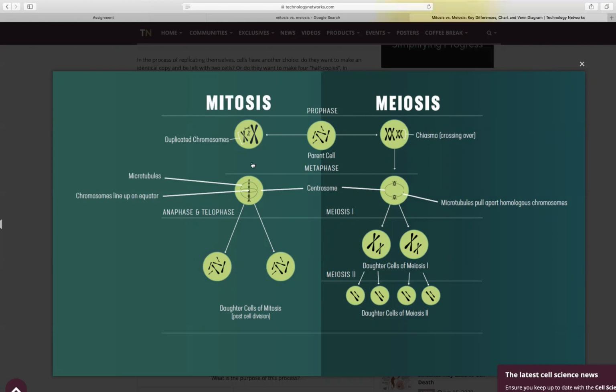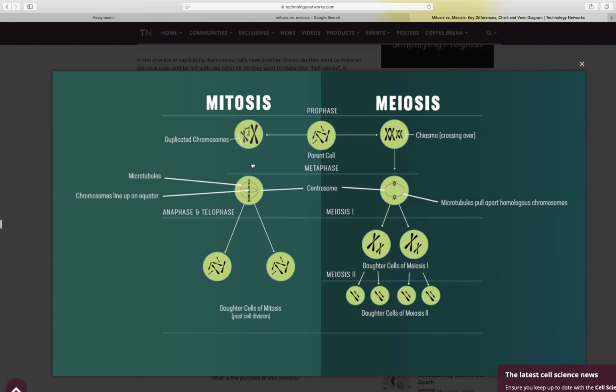Mitosis is for somatic cells. And what does that mean? Soma means body. So if I have a cheek cell or a skin cell, the cell should be the same exact copy. Like I don't want the cheek cell to look like an eyeball cell.